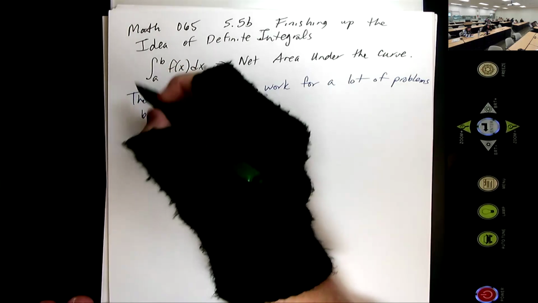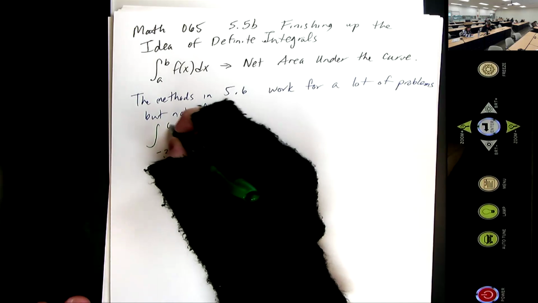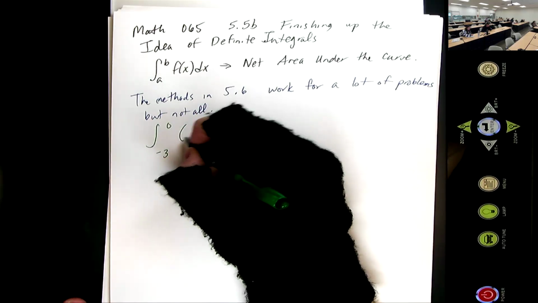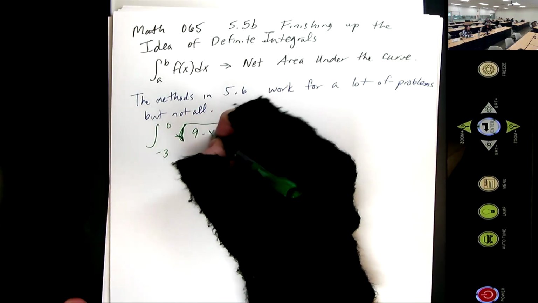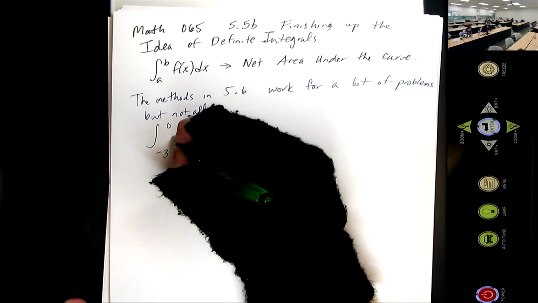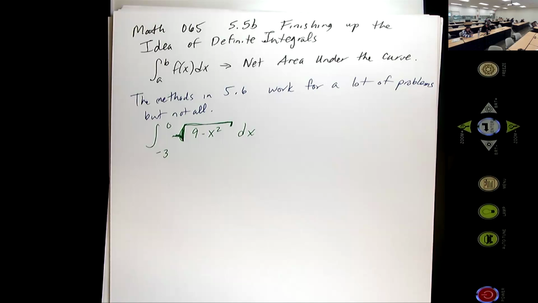Let me just give you an example. Let's do the integral from -3 to 0 of the square root of 9 minus x squared dx. Now, if you look on that little table, we did have one with the square root set up, but it was in the denominator. And this isn't in the denominator, so it doesn't help us. And I can't just take the square root as is, and a u substitution isn't going to help us.